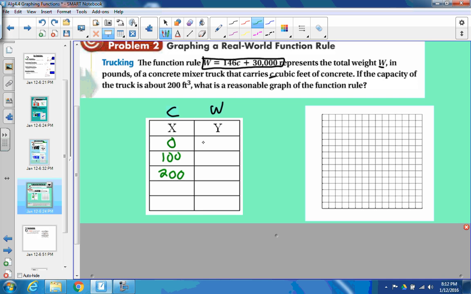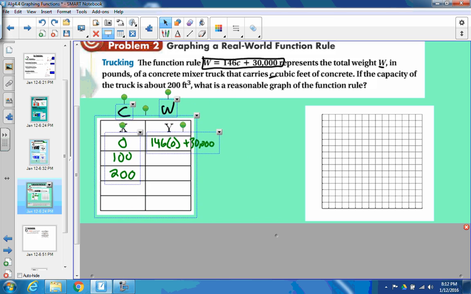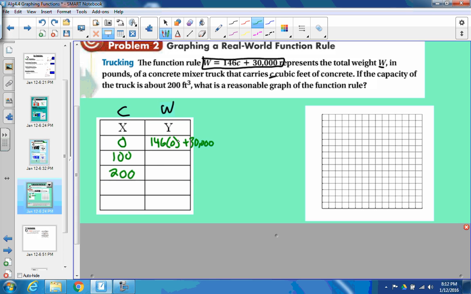function rule. So let's do 146 times that C value, which is 0, plus 30,000. I'm going to move this over just a bit so we have some room. That first part is equal to 0, so that whole thing is equal to 30,000. So the ordered pair would be 0 and 30,000. Interesting. There's a big difference in those two numbers.